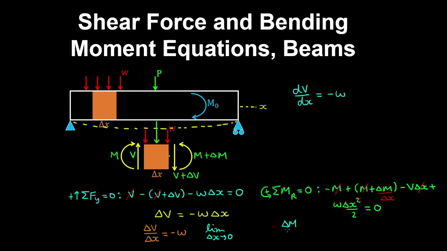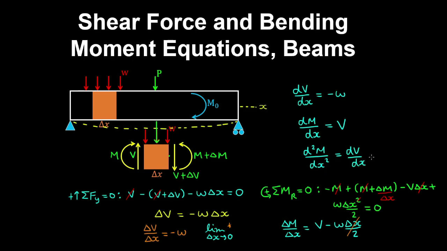And this gives delta M on delta x is equal to V minus w by delta x on 2. And then if we take the limit as delta x goes to 0, this term drops out, and we obtain the following equation, which relates the derivative of the bending moment with respect to x to the shear force. And if we differentiate this expression, we get the second derivative of the bending moment with respect to x is equal to the derivative of the shear force with respect to x, which is minus the uniformly distributed load.